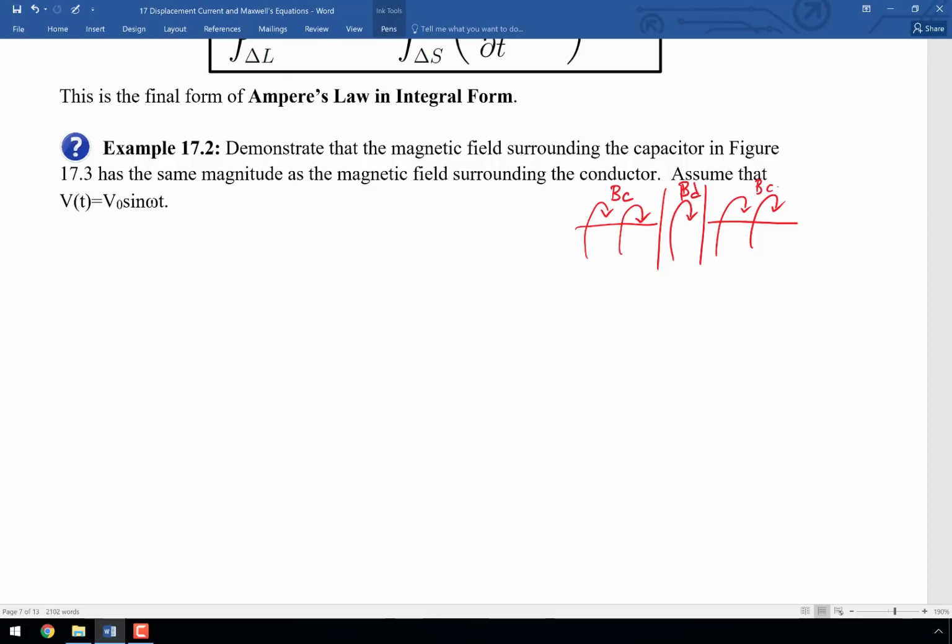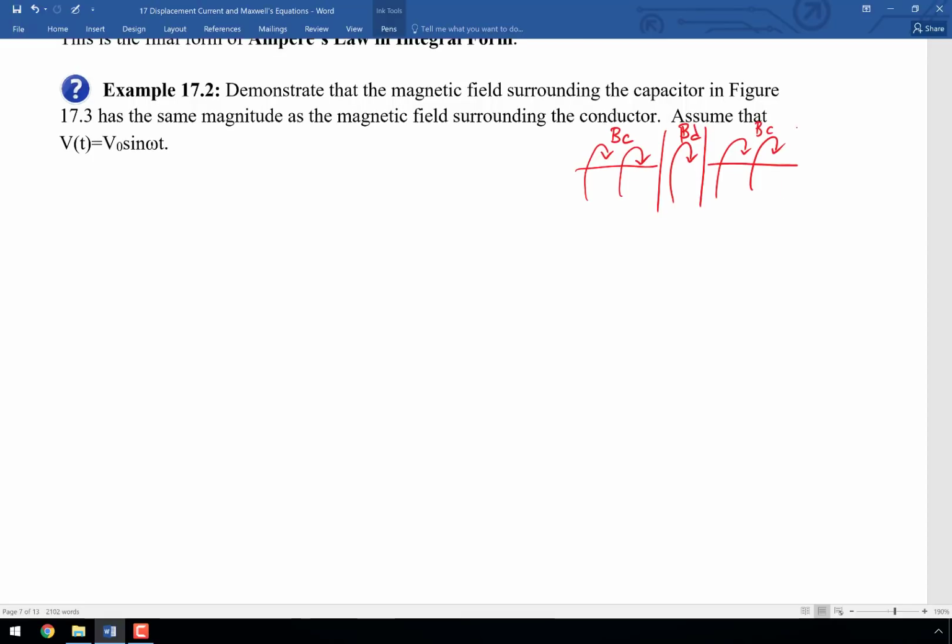Part of our analysis was to appeal to the fact that the magnetic field should be continuous in between the plates, so let's prove that it is. Let's see how we can prove that based on the new version of Ampere's law. First of all, let's consider B sub C around the conductor. This is by far the easier part of this problem because we've already done this before. We understand how this works.